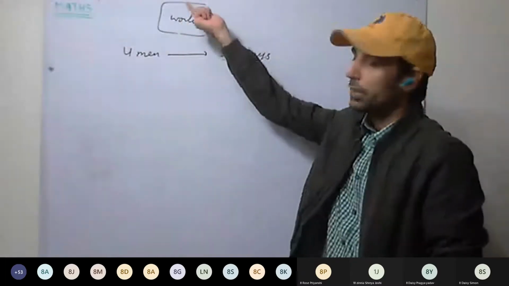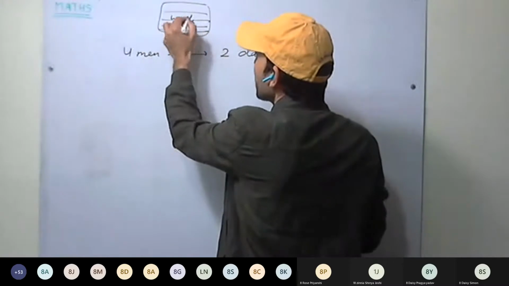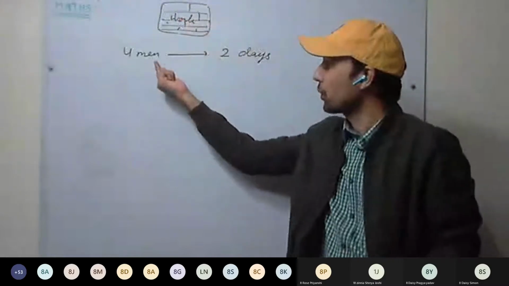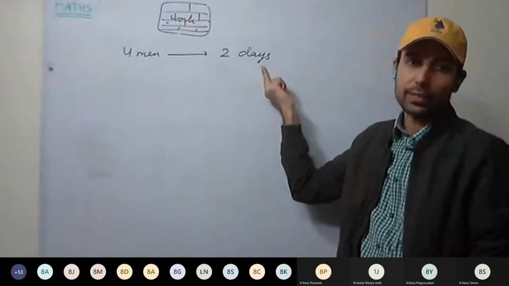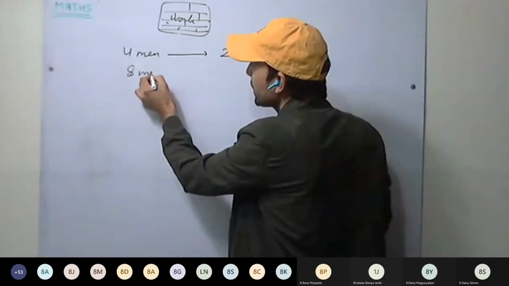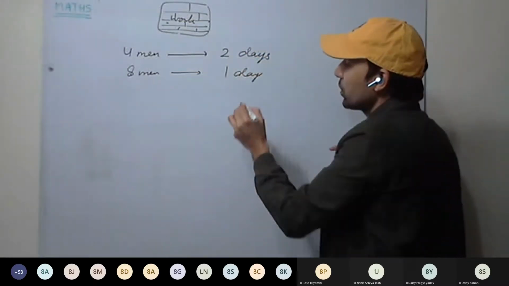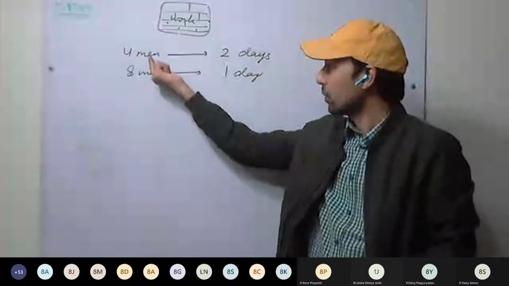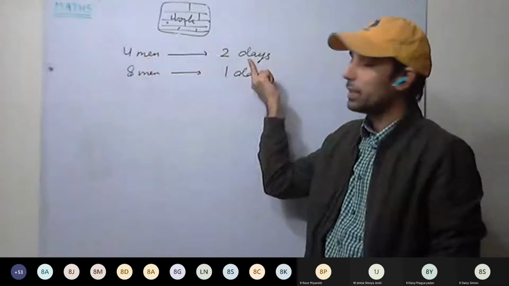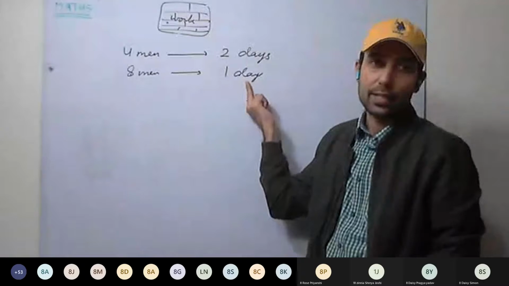For example, a wall is to be made. 4 men are there, and it takes 2 days to build the wall. And 8 men are there. How many days will it take? 1 day, because when more men are there, more work will be done. So 4 men complete it in 2 days, and 8 men will complete it in 1 day.